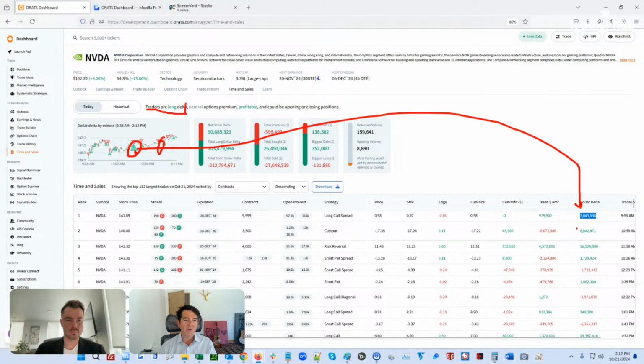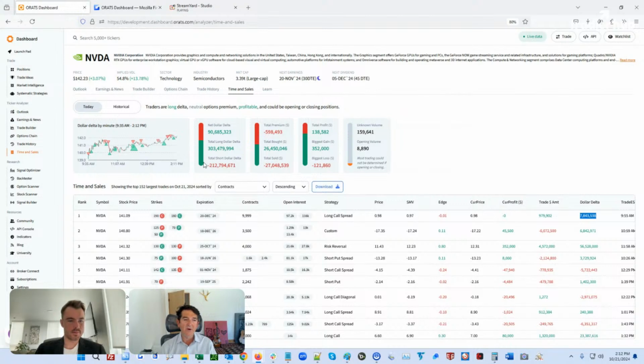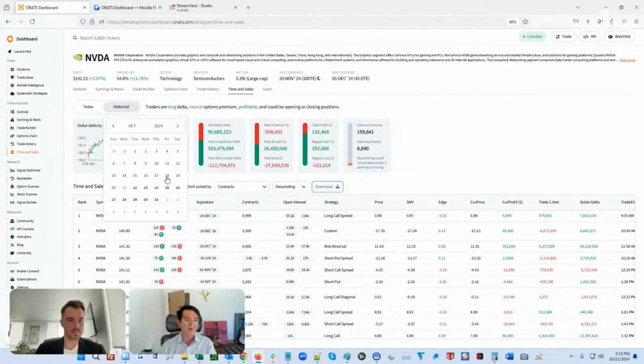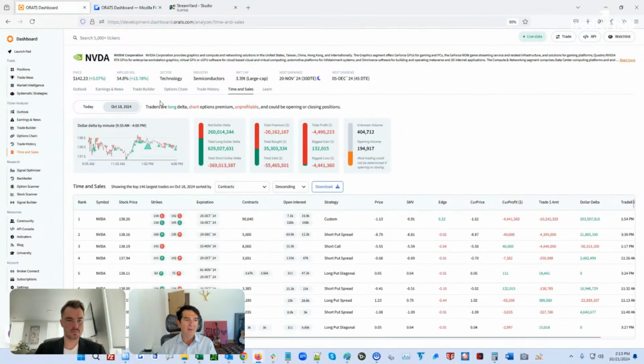Traders are long delta. They're neutral on options premium, so they're not buying a lot or selling a lot, but they've been profitable today. So we test the profit as well. I think that's a real neat thing to look at. You could download this and check out prior days and see how Nvidia was going. Their long deltas there on the 18th.